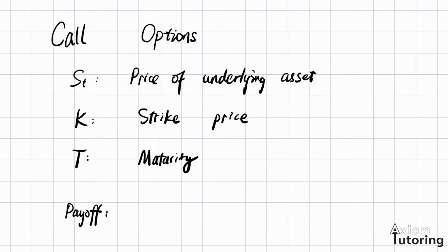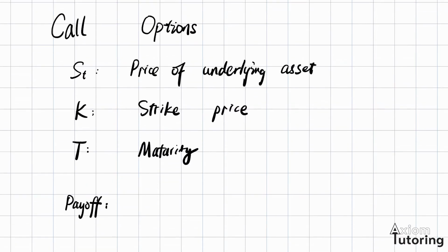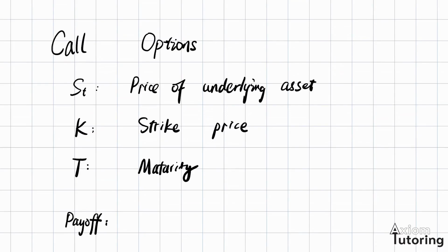Okay? And for a call option, the investor is given the right or the option to purchase or to buy an underlying asset at the strike price at maturity. Okay, so the call options are the options to buy. And we'll deal with the simple or the most straightforward type of call options first.